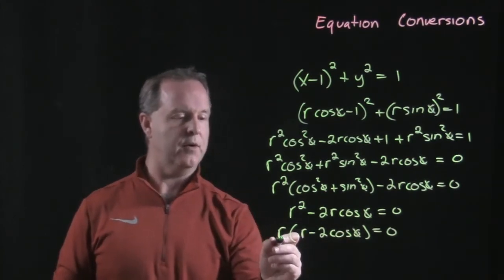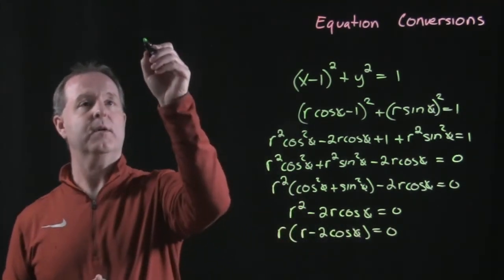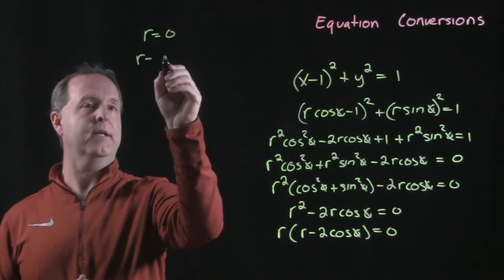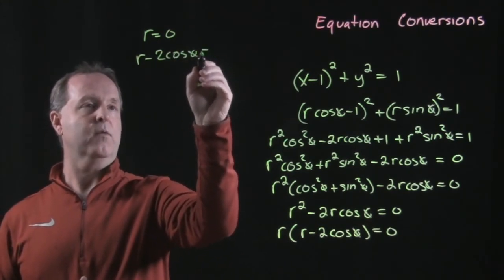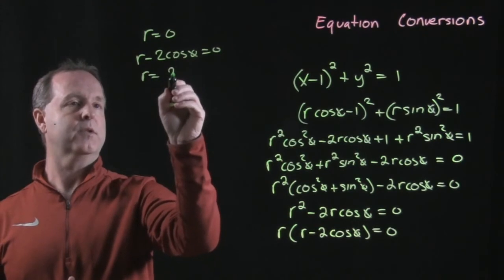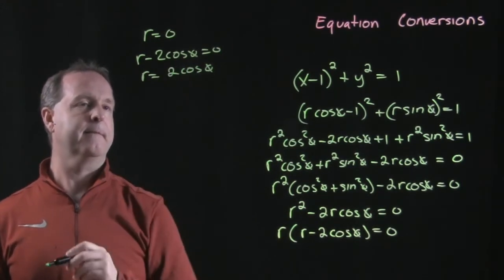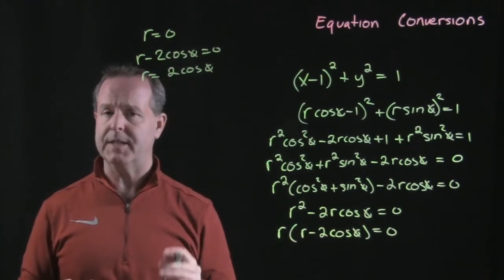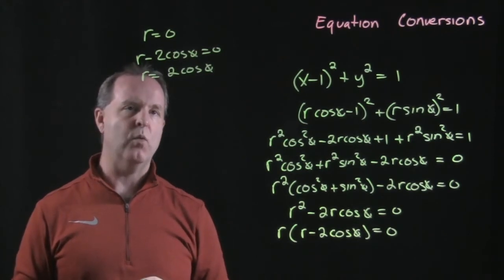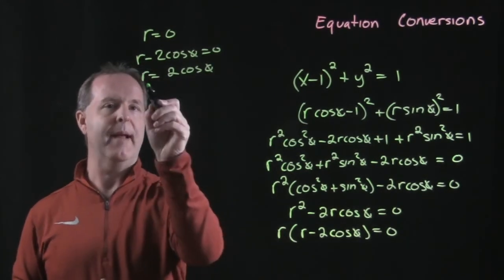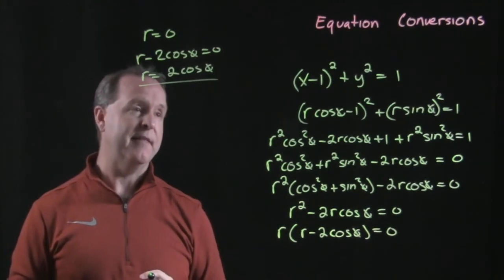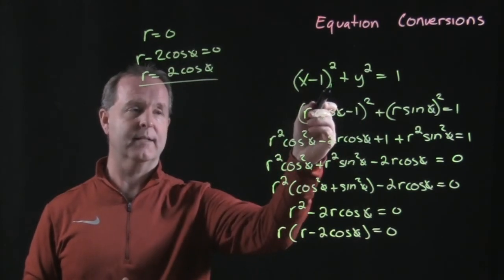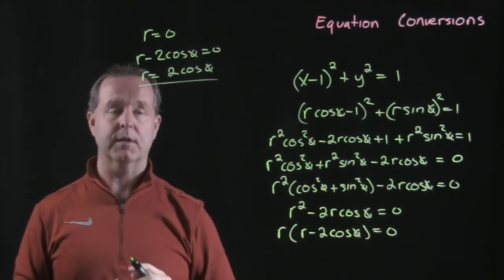So this is true when either the first term, r, equals 0, or r minus 2 cosine theta equals 0, or when r equals 2 cosine theta. So there are my solutions in solving this one for r. r equals 0 is just a point at the pole, and so that one we will not include. The remaining one is r equals 2 cosine theta. That is equivalent to (x minus 1) squared plus y squared equals 1 in rectangular coordinates. Its polar equivalent is r equals 2 cosine theta.